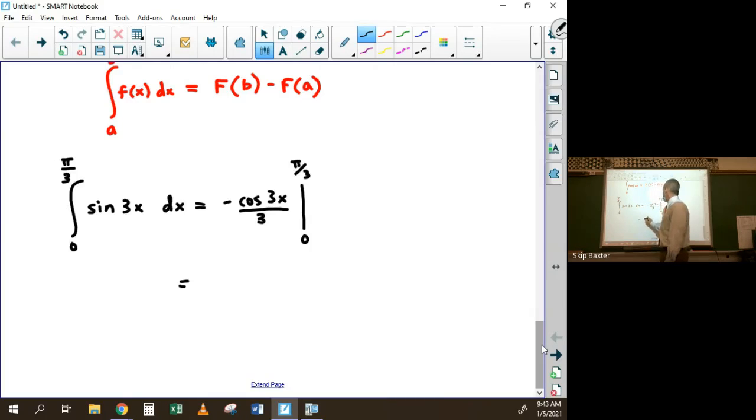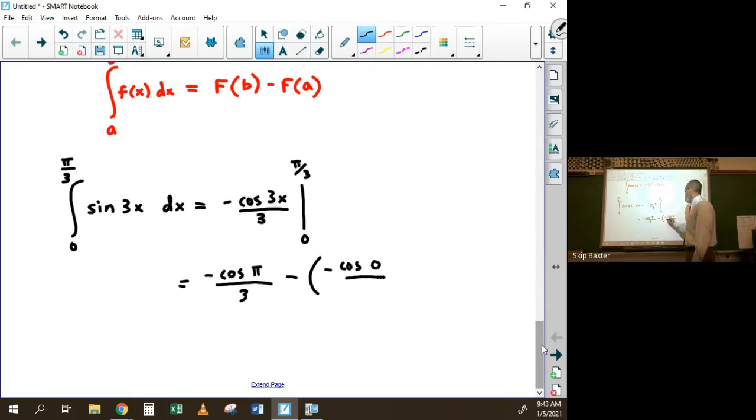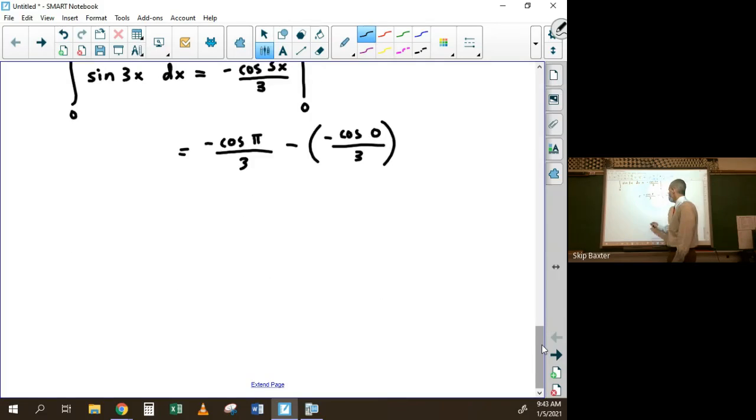So this is going to be negative cosine. If you plug pi over 3 in, you get negative cosine of pi, minus negative cosine 0 over 3. And you always have to be careful, especially since this is subtraction, with sign errors. You got to make sure that you keep track of pluses and minuses. There's a lot of places to make little mistakes. So the cosine of pi is -1. Negative cosine pi would be +1. So that's 1/3. And then it's plus, because there's two negatives, 1/3. So the answer here would be 2/3.